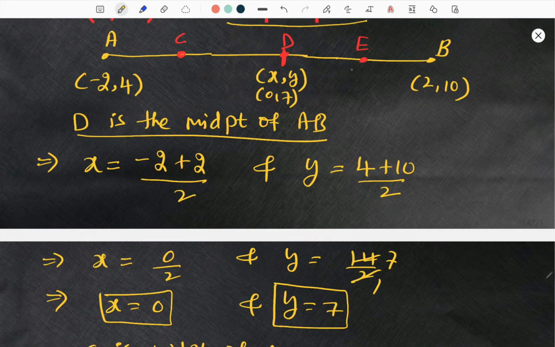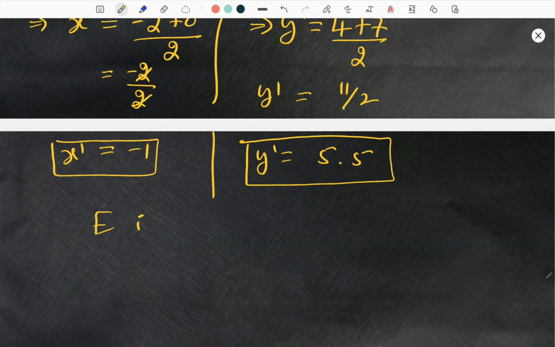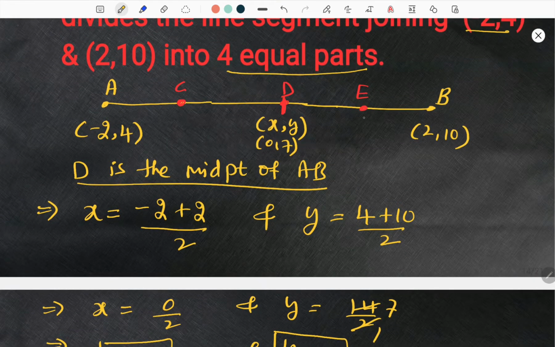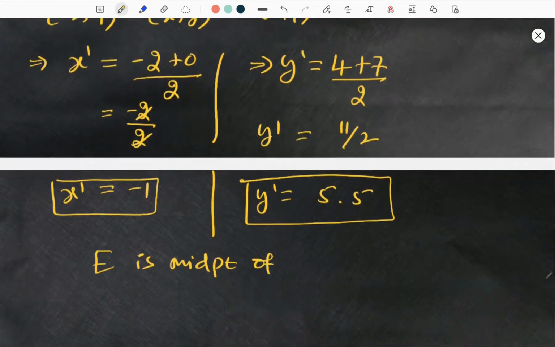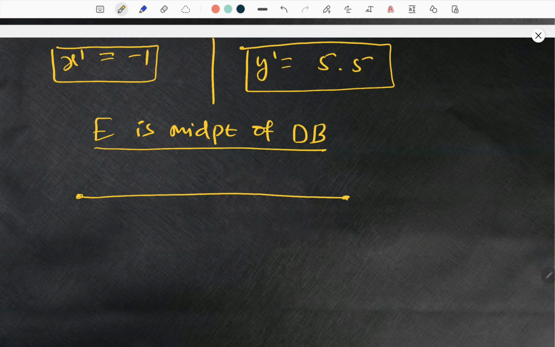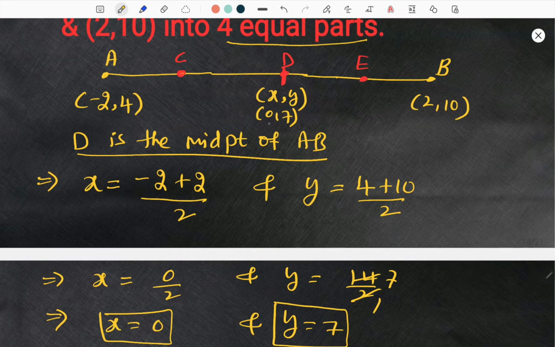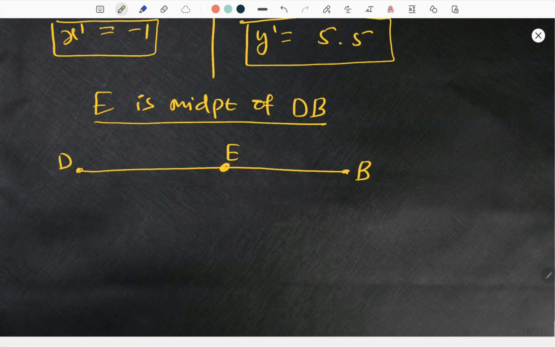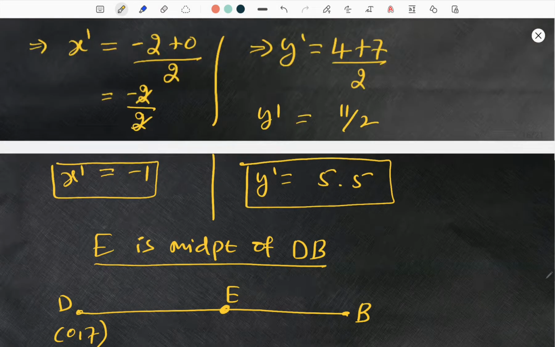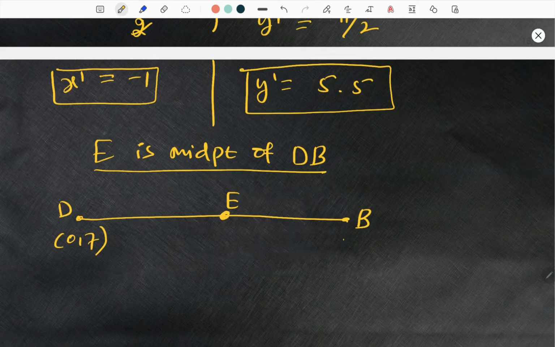Now what is remaining? Now E is remaining. E is the midpoint of DB. So let me write it down. Here it is DB, and here is E, which is the midpoint. The coordinates of D are 0, 7, which I calculated. How about B? B is 2, 10, which is already given.